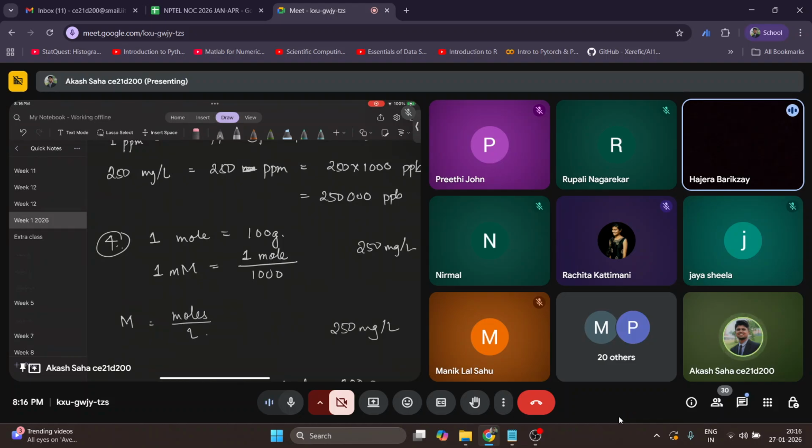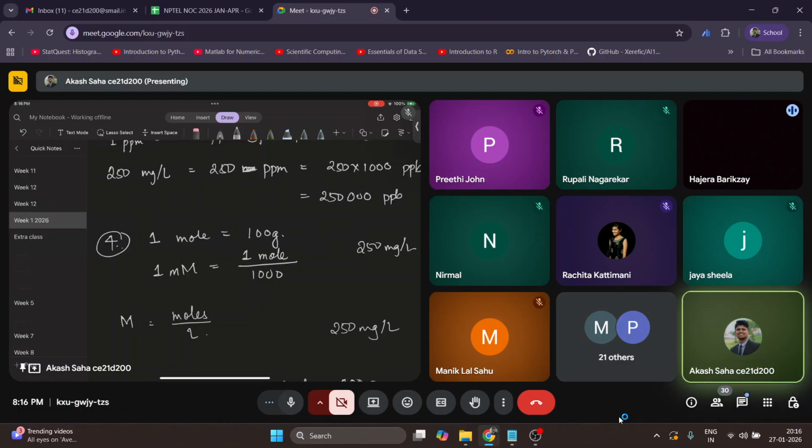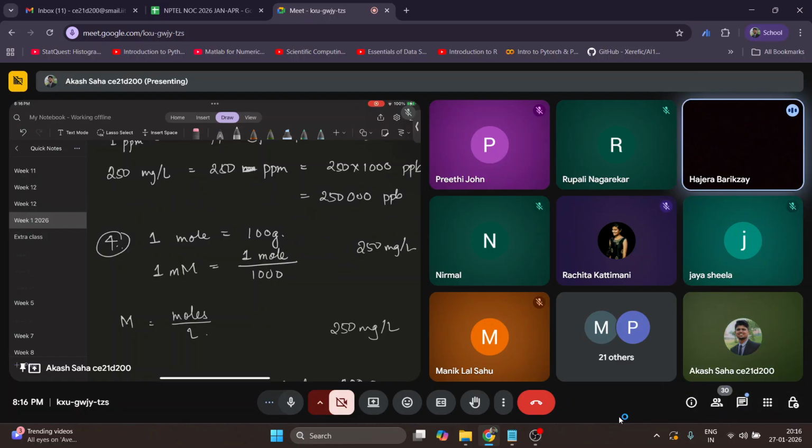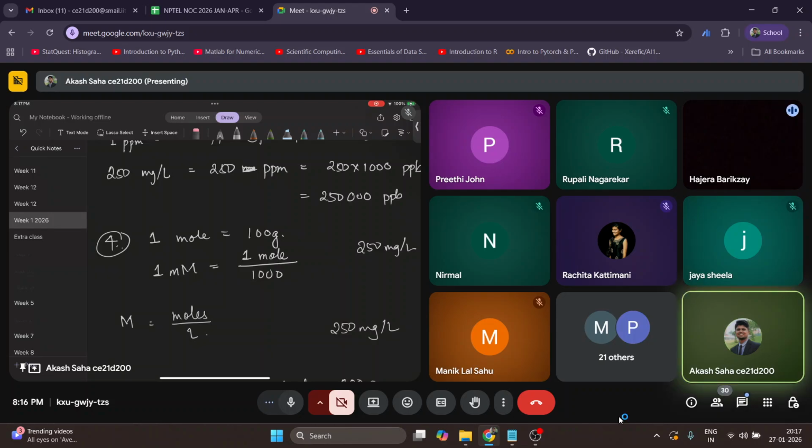Yeah, it's clear. We have 100,000 milligrams per liter equals 1 mole per liter, and now we have 250 milligrams per liter, and we want to know how much this is in millimoles per liter. We definitely have to divide 250 by 100,000. Is that right? Yeah.